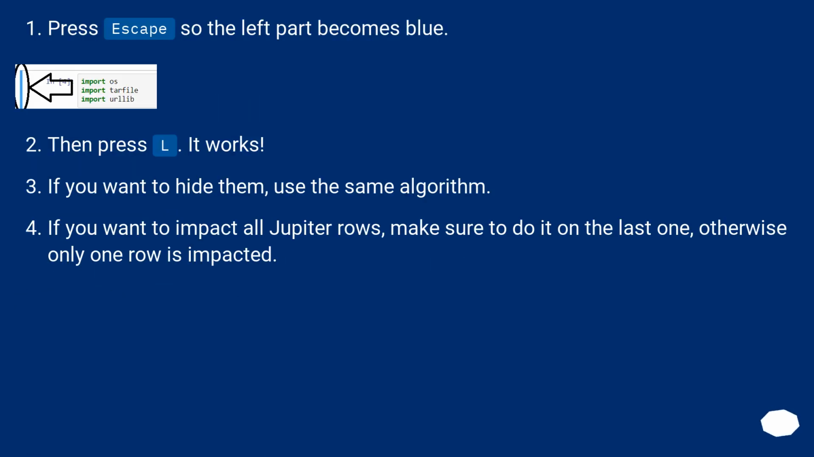Press Escape so the left part becomes blue. Then press L. It works. If you want to hide them, use the same algorithm. If you want to impact all Jupyter rows, make sure to do it on the last one. Otherwise only one row is impacted.